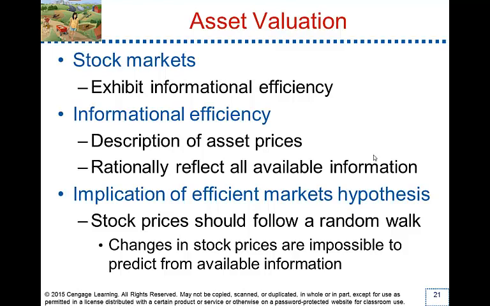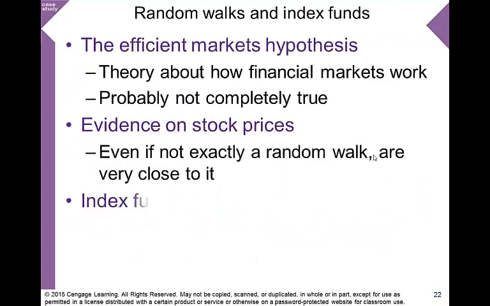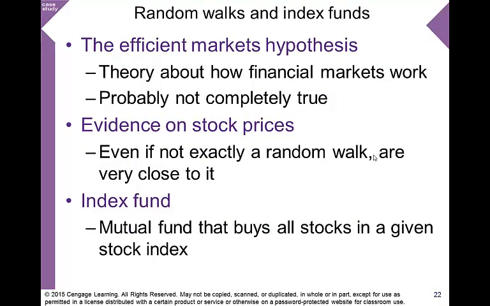So if the information's random, then surely the movement in the stock should be random. So in other words, it should have a probability of going up about the same as the probability going down. In other words, it should be impossible to predict which way a stock is moving from the information that's in the markets. This is called the efficient markets hypothesis. So it's really a theory about how financial markets work.